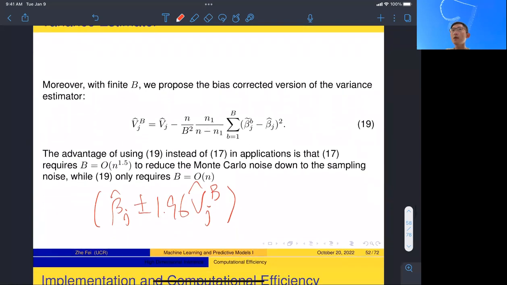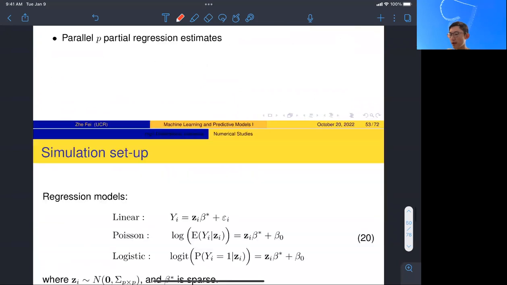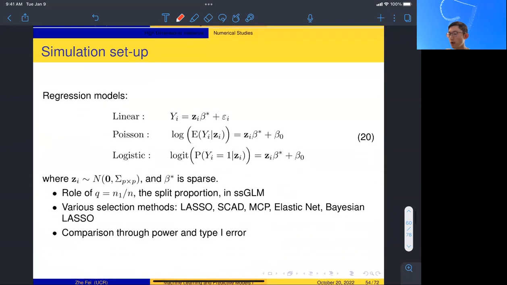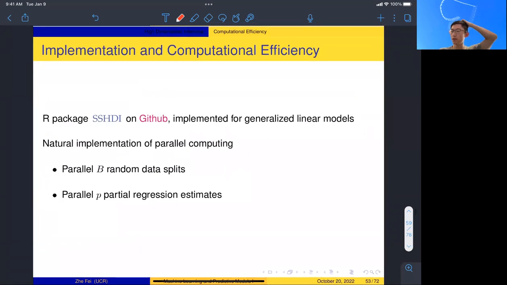We also developed an R package, and there are more numerical studies to show the performance. I hope the materials we covered give you some useful information, and I will stop here.